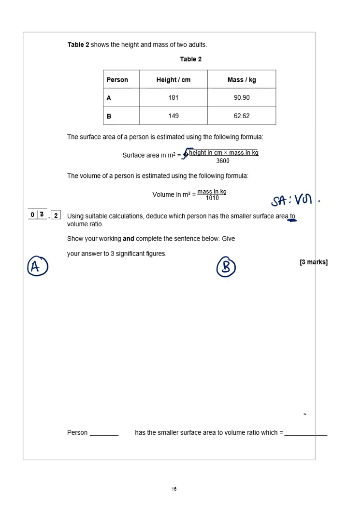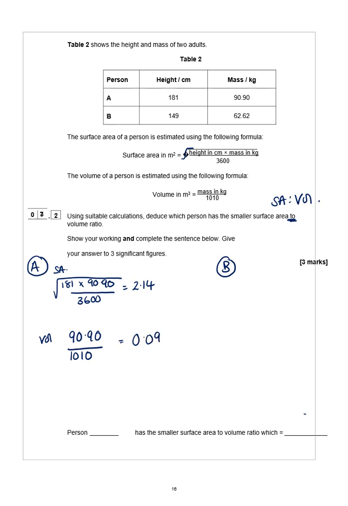So first up, if I was working out surface area for person number 1, I would do square root of 181 times 90.9 divided by 3,600. So my surface area for person 1 was 2.14. My volume for person 1 is 90.9 divided by 1,010 to give me a volume of 0.09.